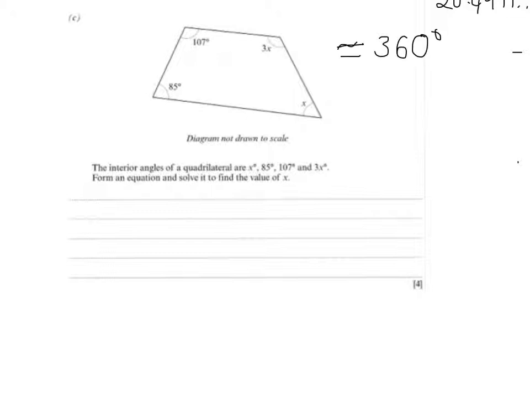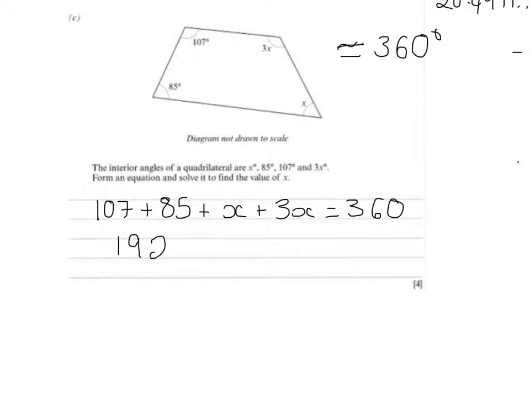So I add them together. I do 107 plus 85 plus x. Even though it's a letter, we still do the same thing. We add it plus 3x. Adding those 4 angles together, I should get 360. Simplifying the left-hand side then, 107 plus 85 is 192, and x plus 3x is 4x, which equals 360.